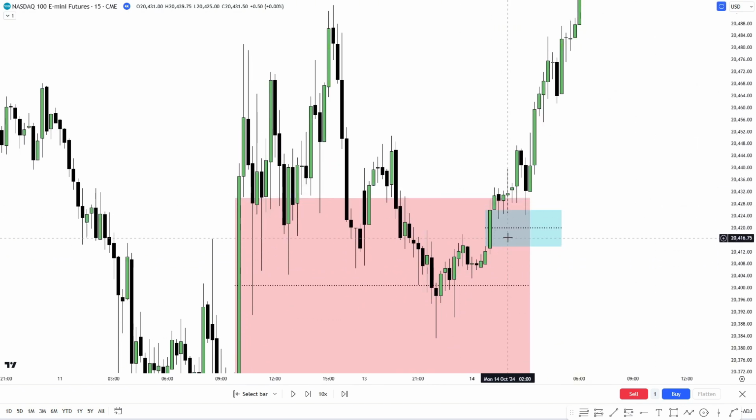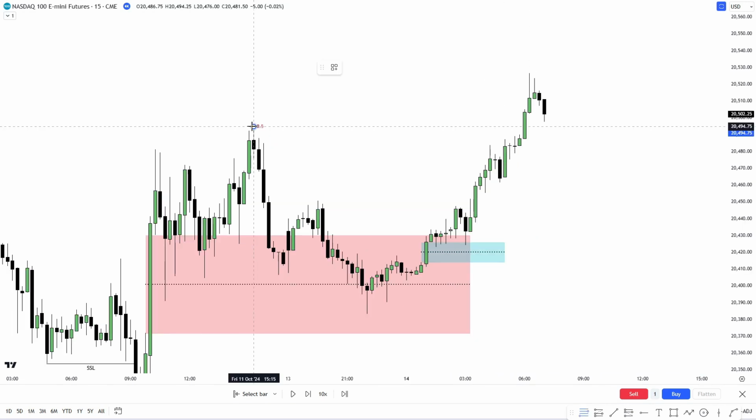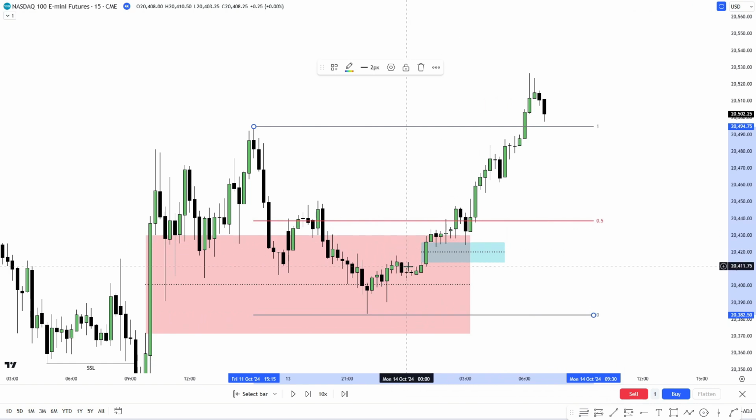And you can also get secondary entries once we get some form of displacement and price presenting a nice fair value gap for us. And again guys, notice how we are entering in a discount from this high to this low right there. We are below 50%. This would be a very high probability entry that you could consider.